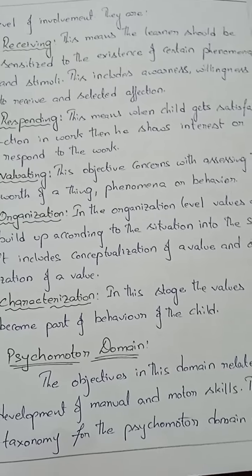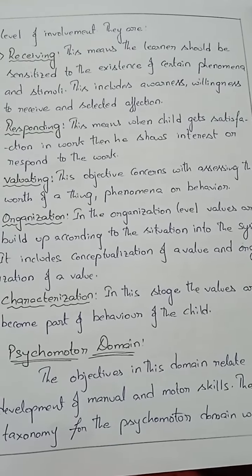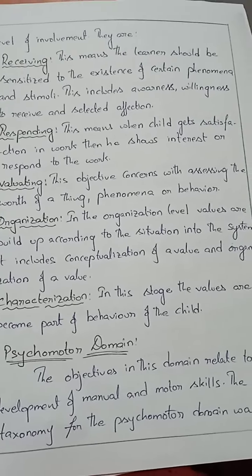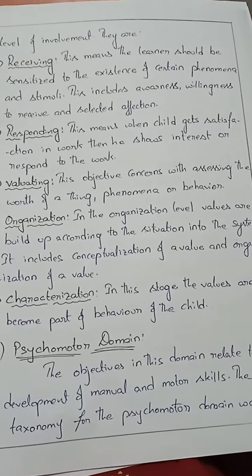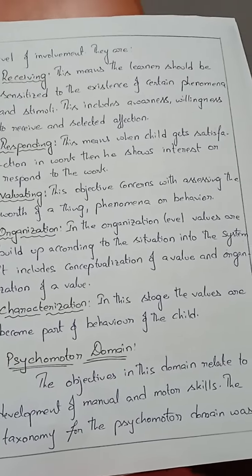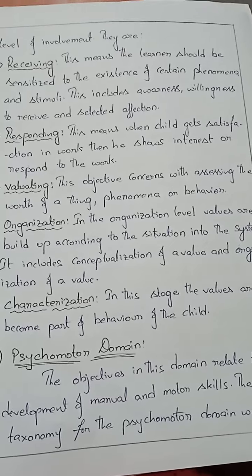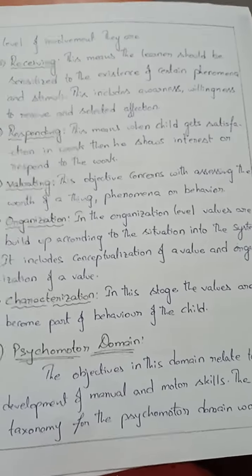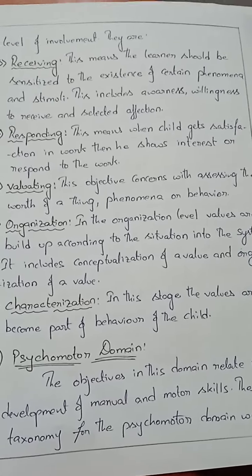Organization. In the organizational level, values are built up according to the situation into systems. It includes conceptualization of value and organization of value. Characterization. In this stage, the values become part of the behavior of the child.